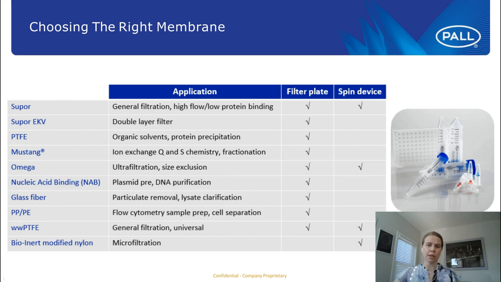It is a hydrophilic PTFE membrane that is suitable for most applications, and I would highly recommend having that membrane available in the lab whenever you're working with any sort of application. Of course, if you're working specifically with organic solvents, PTFE membrane would be more suitable. If you're working with nucleic acid, as well as protein extraction and purification, we have a specific membrane called nucleic acid binding membrane, and so on. For example, even if you're working with ion exchange applications, we have negatively and positively charged membranes called Mustang.